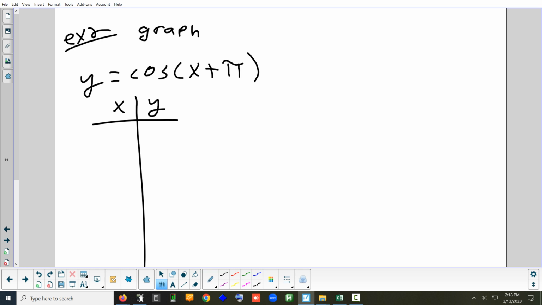I need my original y values because we are shifting left and right. Nothing is happening to these y's. So I need to know what they are. What are my y values for cosine? And if you accidentally do sine, well, you'll get all the y values wrong. So don't do sine.